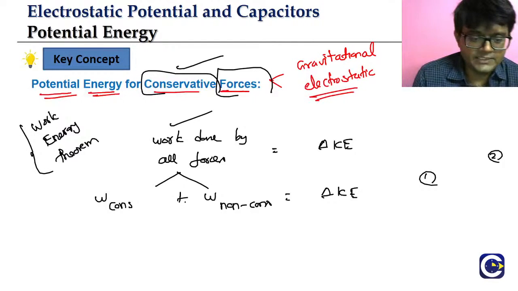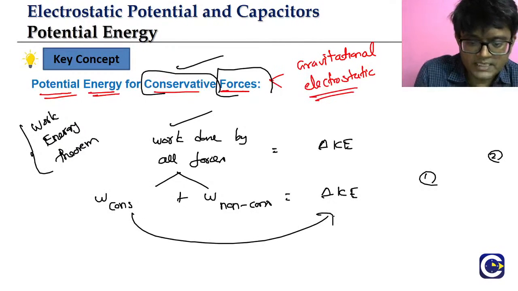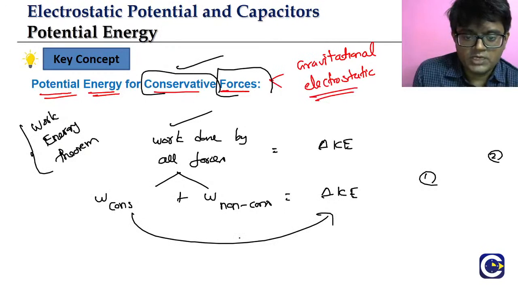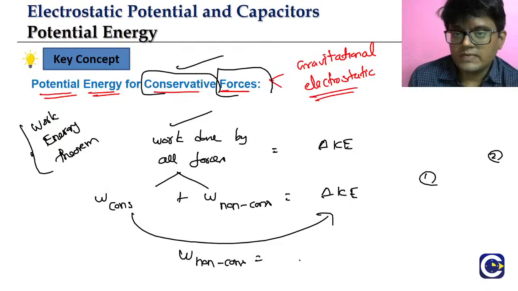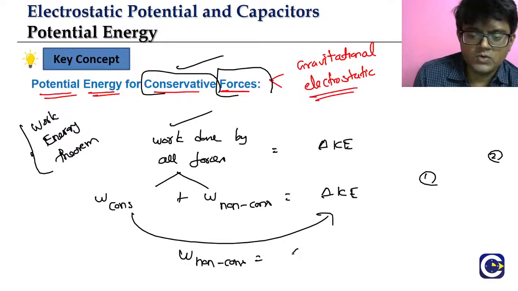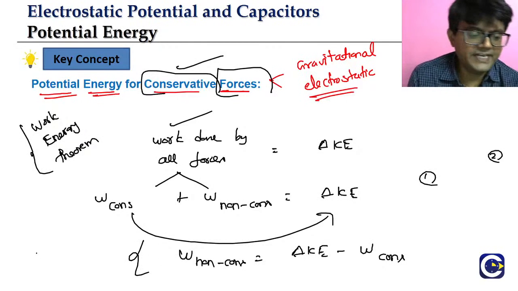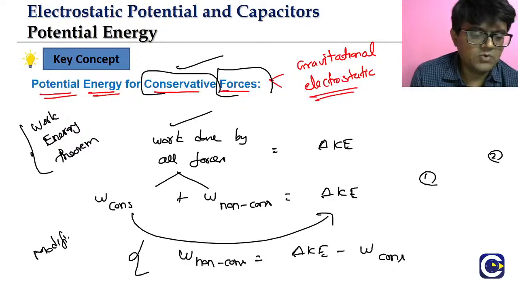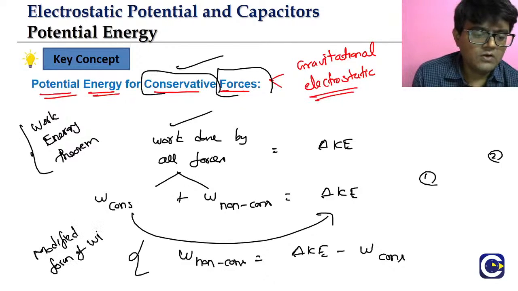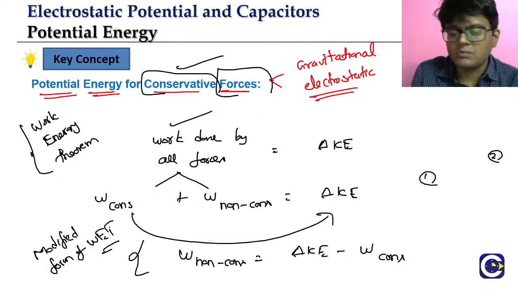Change in kinetic energy. இப்போ இப்படியே நம்ம அந்த work done by the conservative forces ரைட் சைடு எடுத்து போங்க. It will be what? Left sideல வெறும் work done by the non conservative forces will be equal to what? Change in kinetic energy minus work done by the conservative forces. இப்படி வரும். This is the modified statement. This is the modified form of work energy theorem.